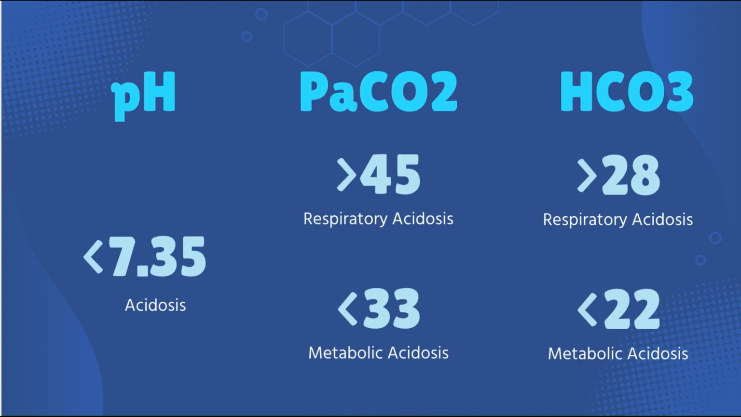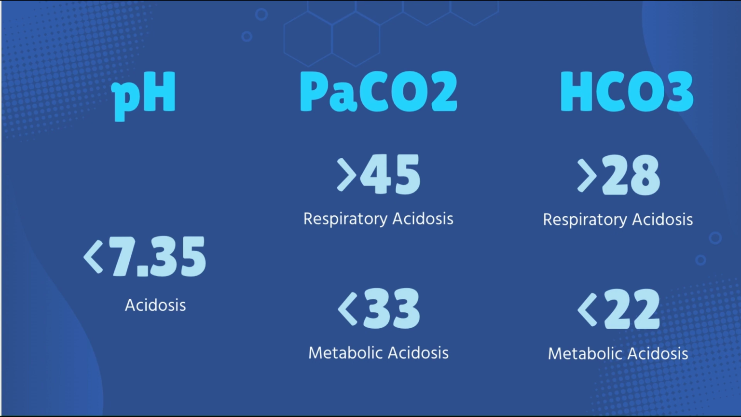So let's say in this case the pH is acidotic, or less than 7.35. We look at the PaCO2. Is the PaCO2 high or low? If it's high, that means the acidosis of the blood is caused by the high PaCO2, which is respiratory. If the PaCO2 is low, that means it's not because of the PaCO2 that the blood is acidic. So we look at the other component, which is metabolic acidosis.